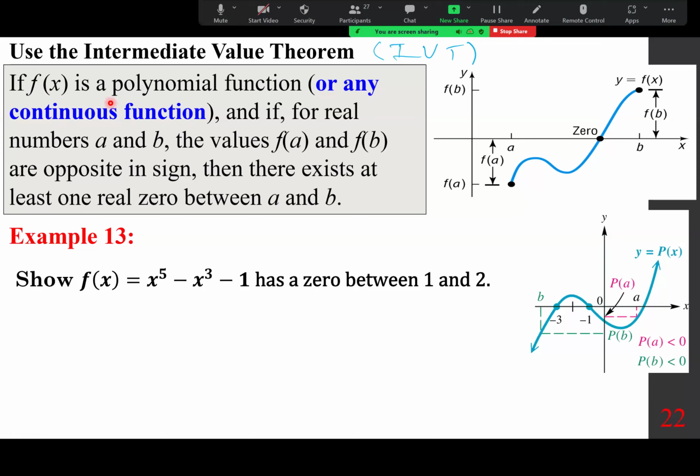If f of x is a polynomial function or any continuous function, and if for real numbers a and b, the values f of a and f of b are opposite in sign, one is negative, one is positive, then there exists at least one real zero between a and b. As you can look at this, we're talking about the continuous function between a and b. F of a happens to be below the x-axis, negative, f of b above, and it's positive. Because it's continuous and there is no break, it has to go through 0.